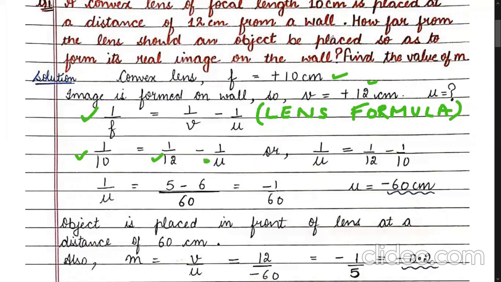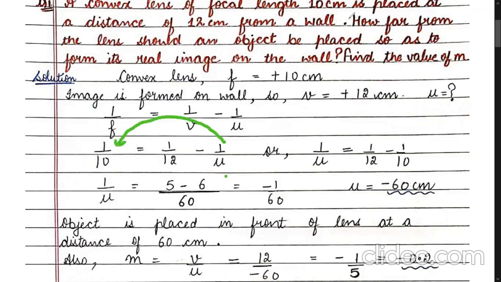Students, don't take u to be negative in this case, since we have to find the value of u. Automatically your answer will come negative, so we need not take u as negative right now. So students, 1 by 10 is equal to 1 by 12 minus 1 by u. You can take 1 by u to the left side where it will become plus, and you can bring 1 by 10 to the right side where it will become minus 1 by 10.